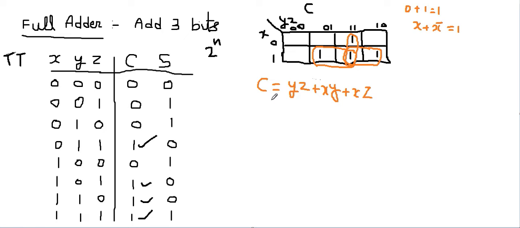Okay, now we have come out with this Boolean function for C, which is yz plus xy plus xz. Okay, and for sum we can also repeat this. So just do it. Just draw a Karnaugh map which will have 8 cells. Okay, so let's divide it into the 8 cells.